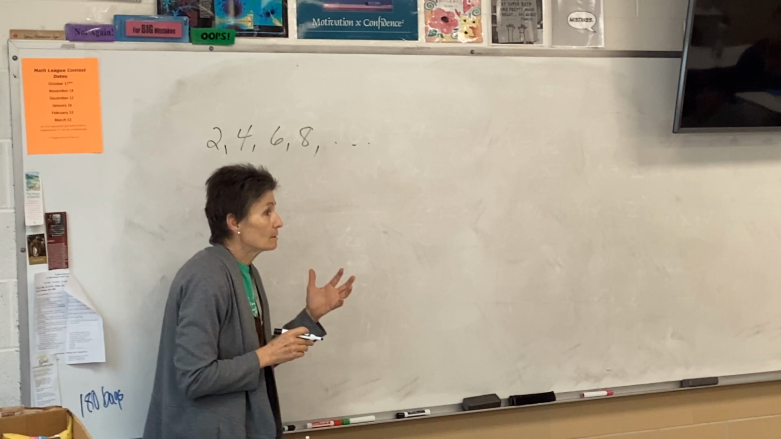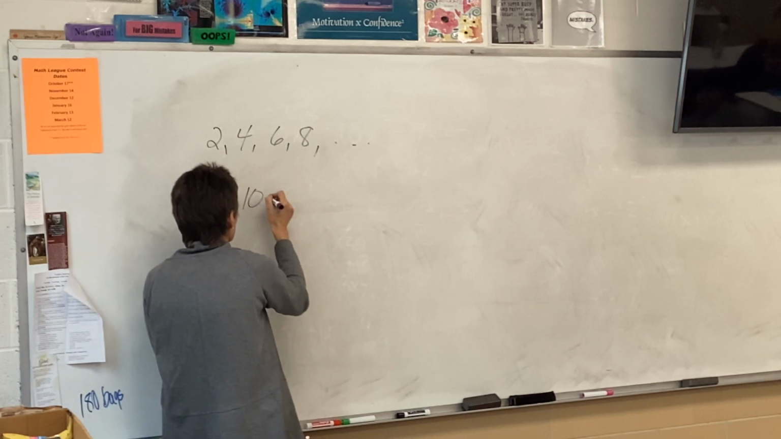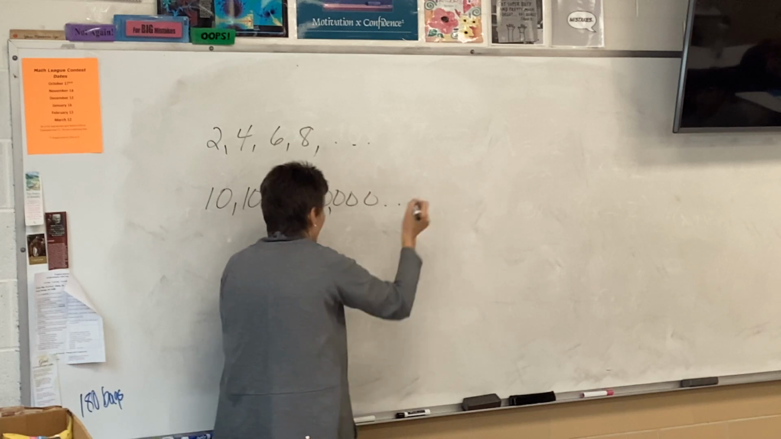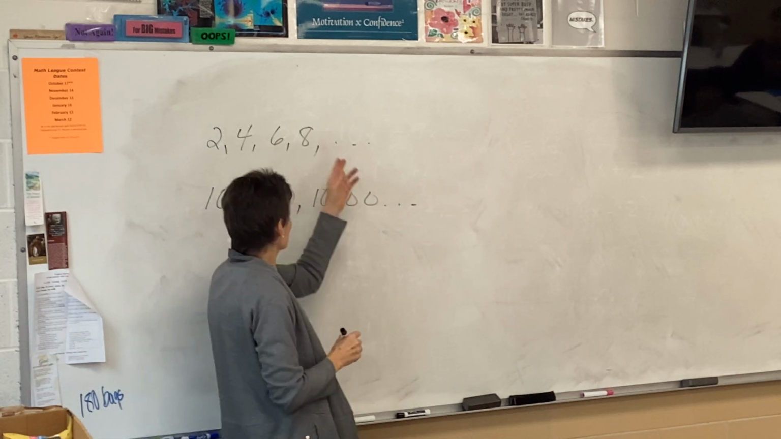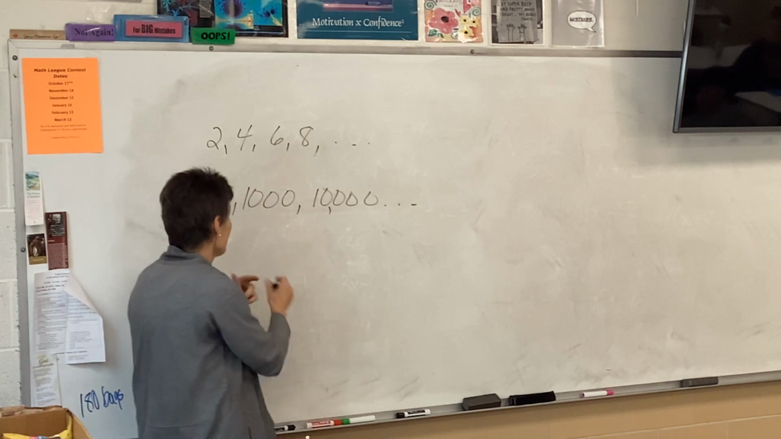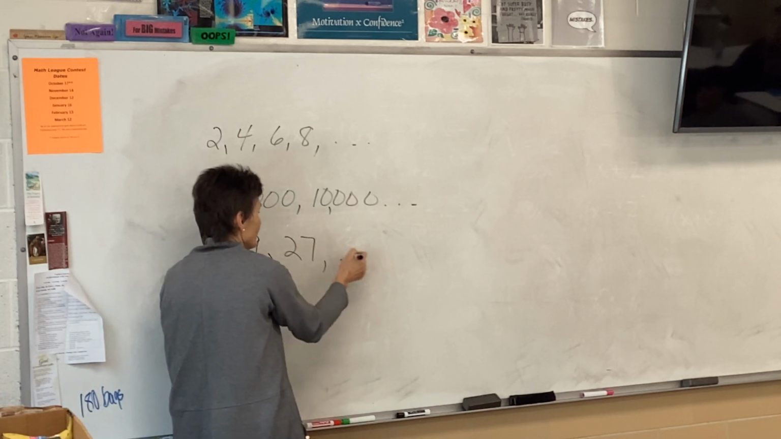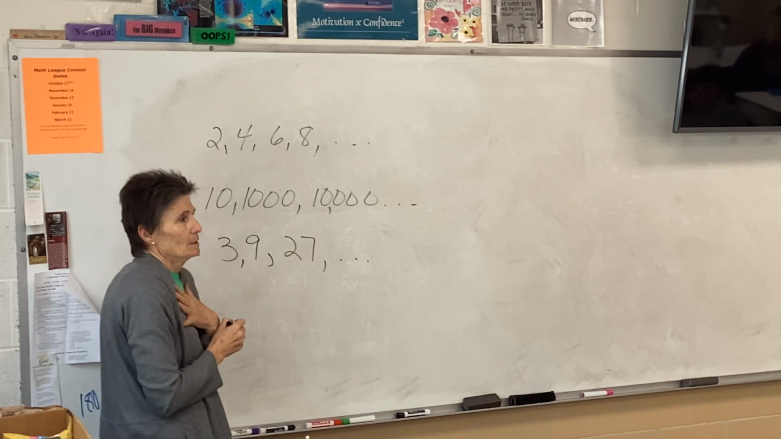100, 1,000, 10,000, 100,000, million. Okay, 100, 1,000. We can start with 1 if you want. All right? 3, 9, 27. That one's kind of like this one right here. I'll use yours because it's smaller numbers. 3, 9, 27. So what do these two have in common?